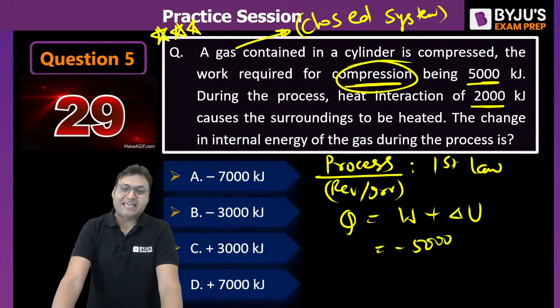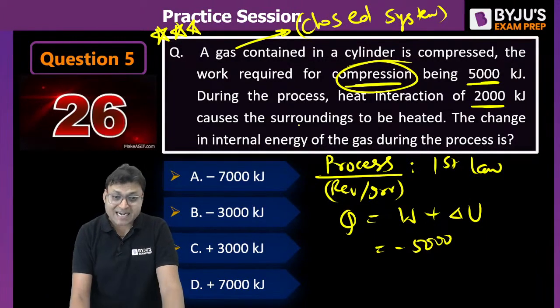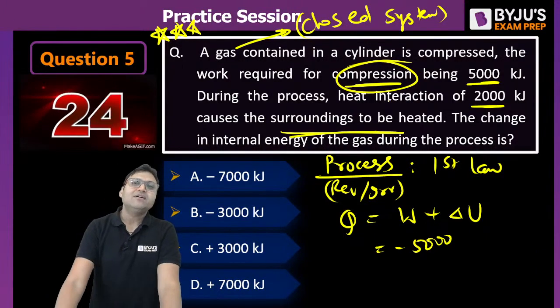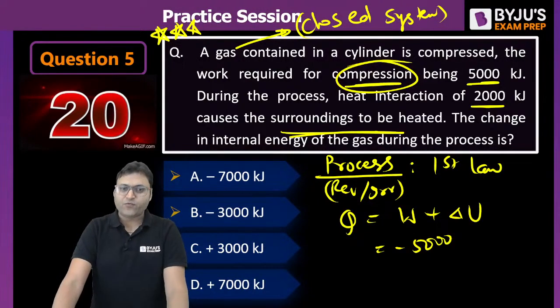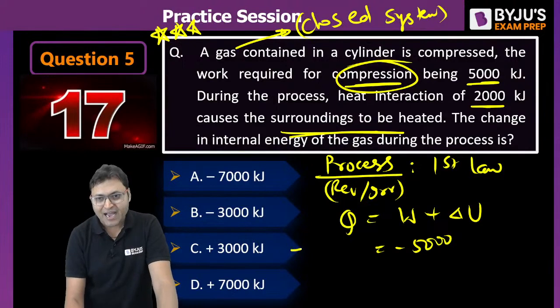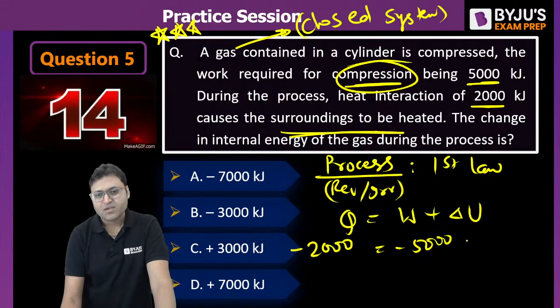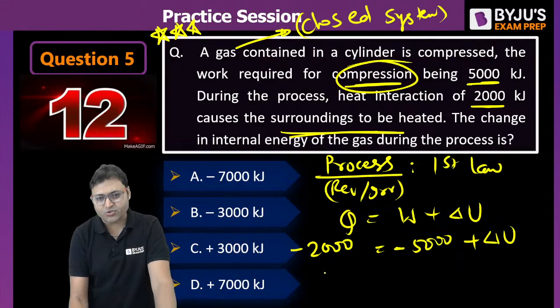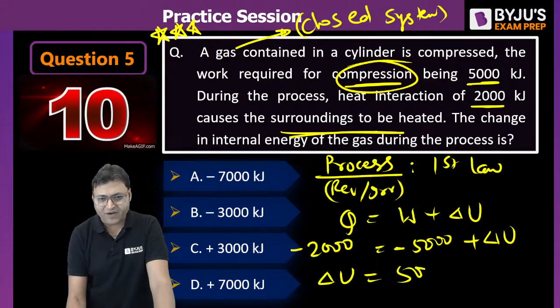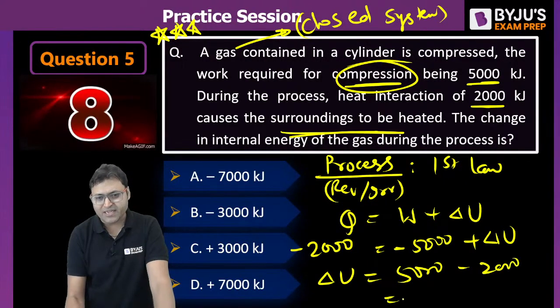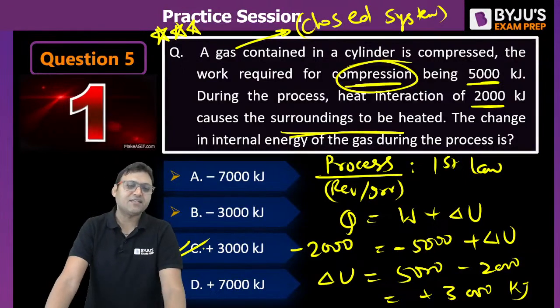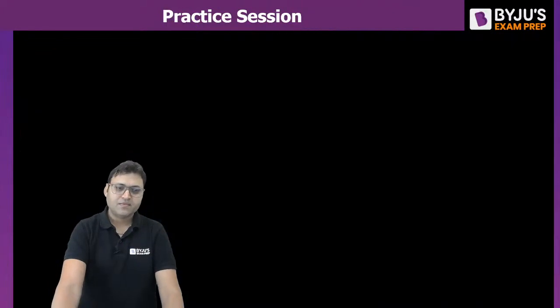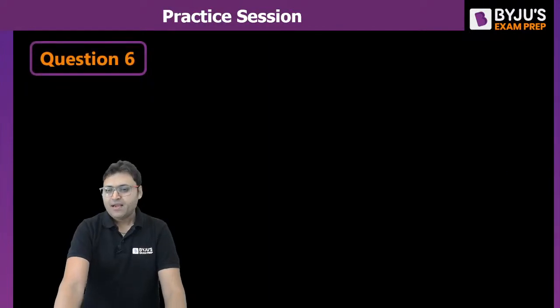During the process, heat interaction of 2000 kilojoule causes the surrounding to be heated. What does that mean? That means the heat is rejected from the system to the surrounding. For the system, the heat transfer is again negative, plus change in internal energy. So delta U is simply 5000 minus 2000, that is plus 3000 kilojoule. Option C. Well done. Option C is the right answer for this one. Let us move to the next one.